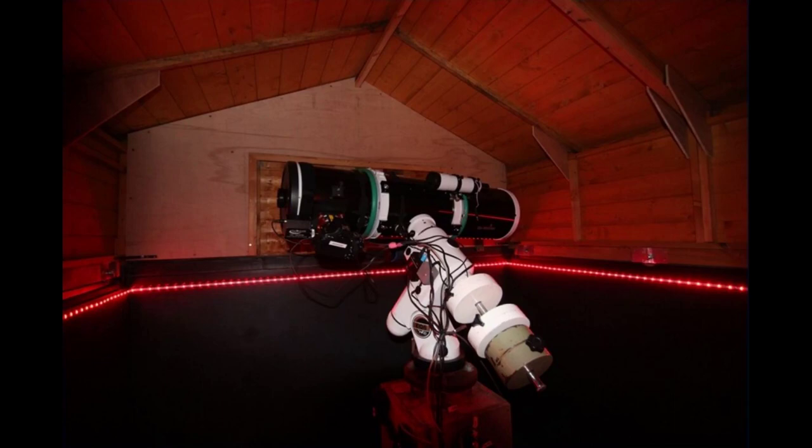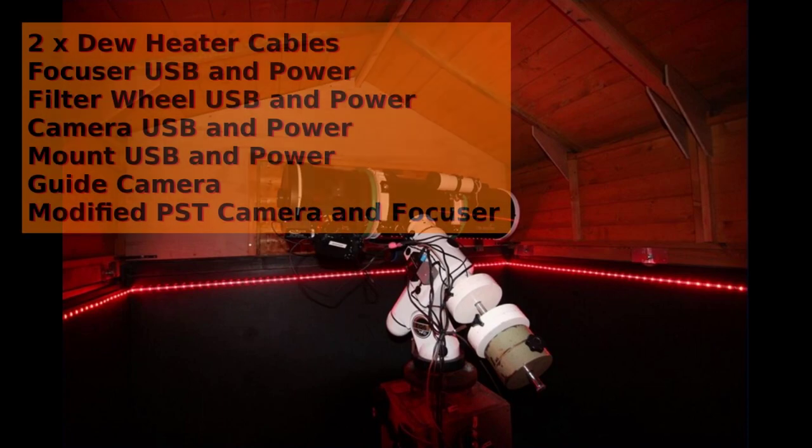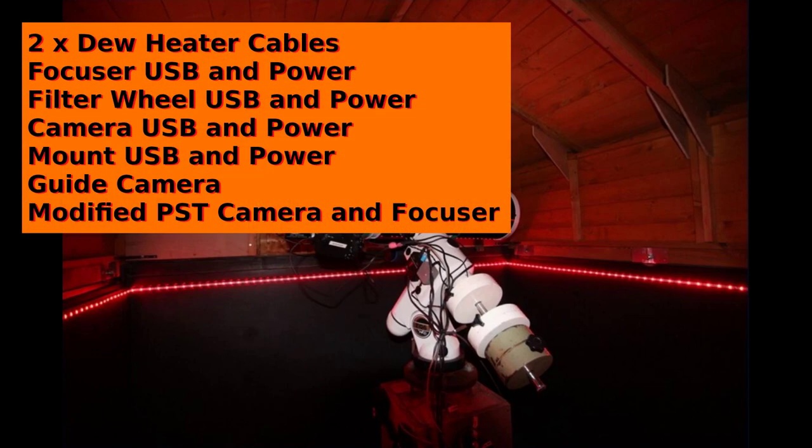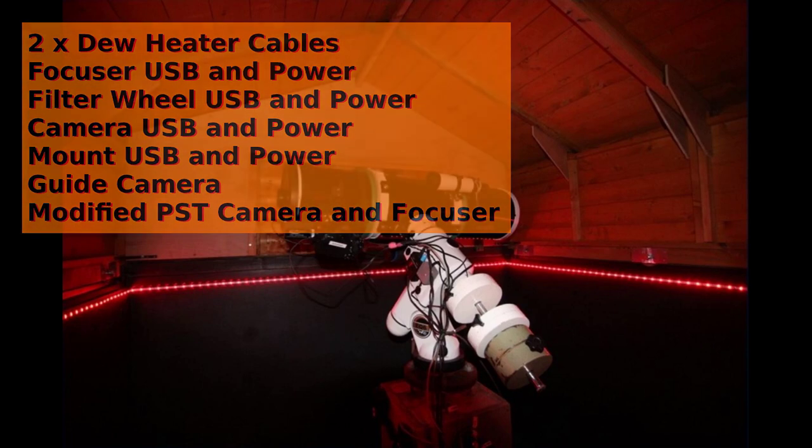I've had one too many cable snags that have resulted in me having to replace the belts in my modified EQ6 Pro mount, so I've decided it was time to rethink the wiring. I had lots of power, USB and dew heater cables going from the pier to the telescope, 13 in total I think. My revelation came when I drew out a wiring diagram, so I made the following changes.